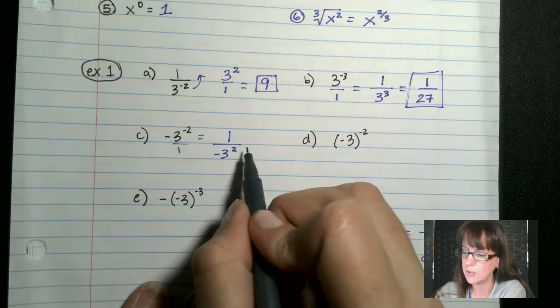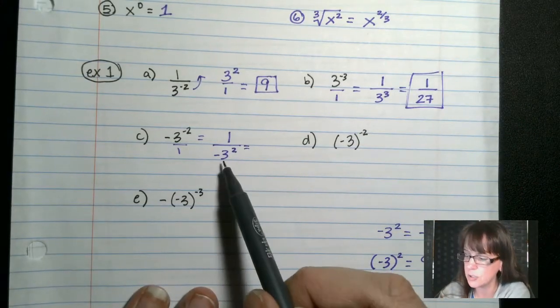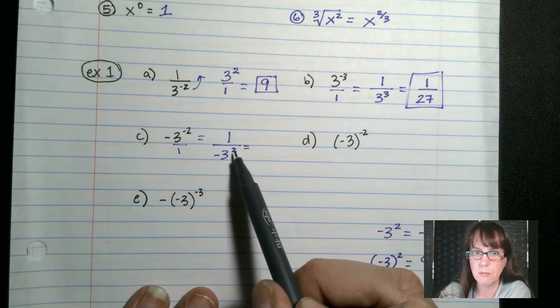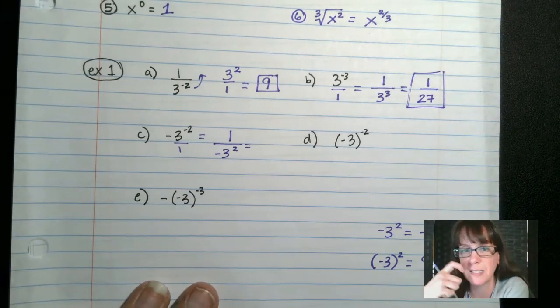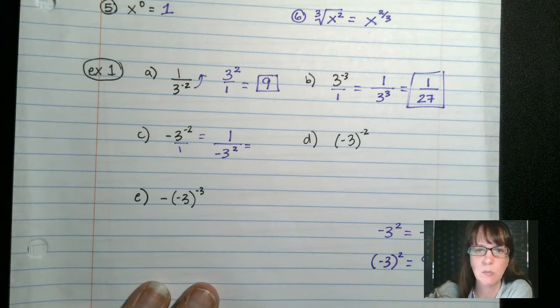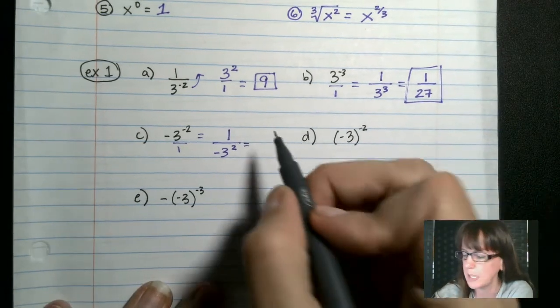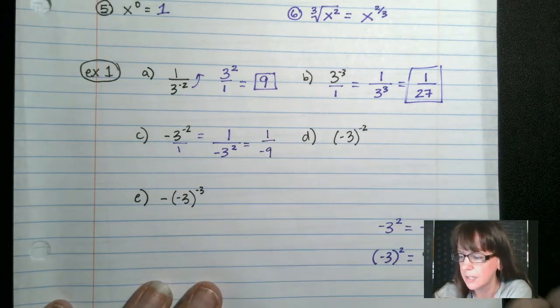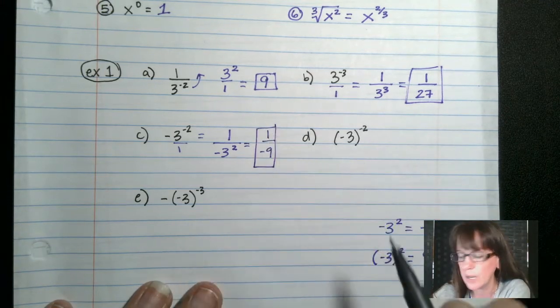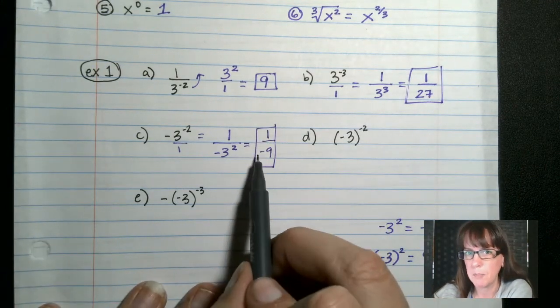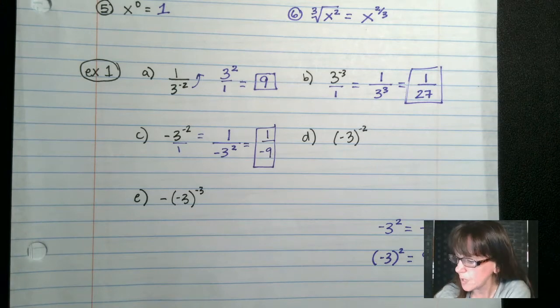So here, it's saying, hey, do this 3 squared part first, because we always do exponents, and that negative is just like multiplying by negative 1. So we always do our exponents before our multiplications. So this is 1 over negative 9, which again can be written as negative 1 over 9. The negative can be in the top, bottom, or the middle. It doesn't matter.